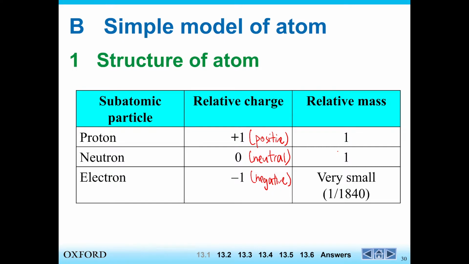And the mass: the mass of a proton and a neutron is 1. Compared to that, electrons are very, very small compared to protons and neutrons. But this point, the relative mass, is not as important as the charge. The charge is the key point that you need to know.